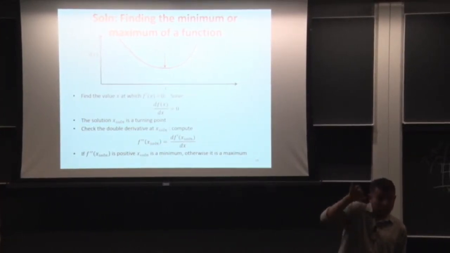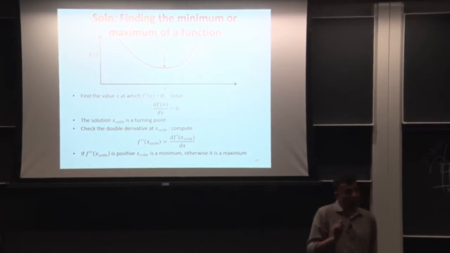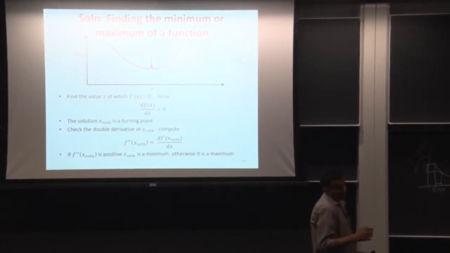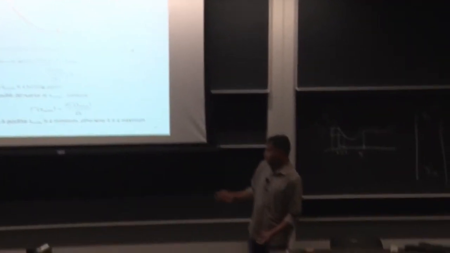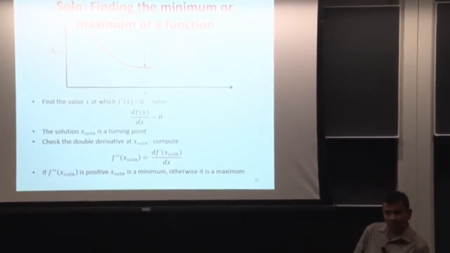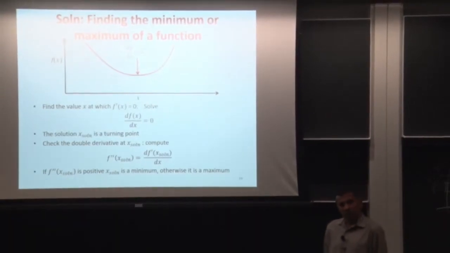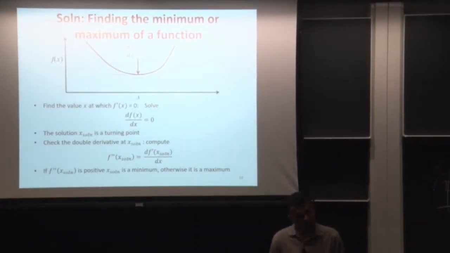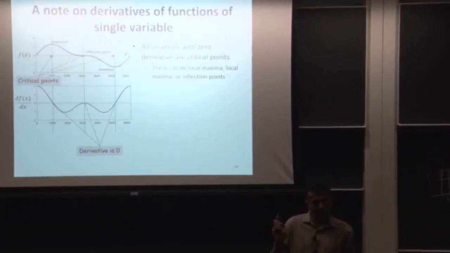So these are turning points, right? Now we're going to check if it's a turning point. We will find if it's a turning point, and then we'll check the double derivative. If it's positive, then it's a minimum. If it's negative, it's a maximum, right?